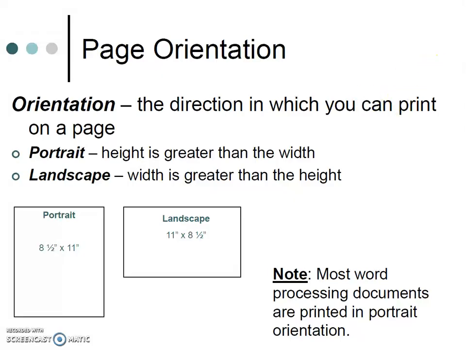Page orientation. Now, orientation is the direction in which you can print on a page. Okay, there's 2 options. You've got portrait, this one, and then you've got landscape, this one. Note, most word processing documents are printed in portrait orientation. Then there's plenty of times that you would use landscape, but most of our stuff is going to be done in portrait.